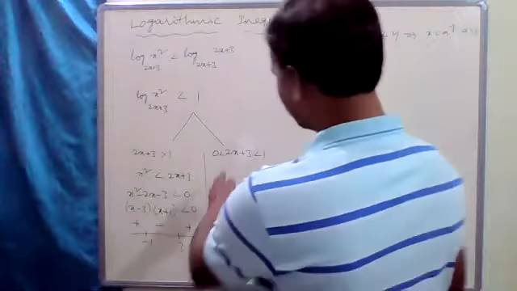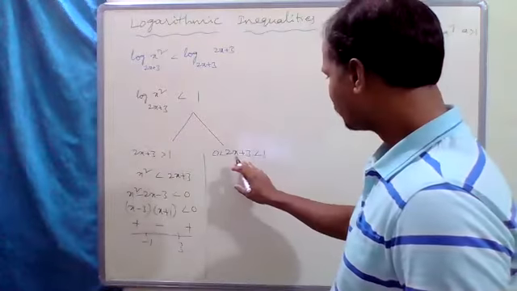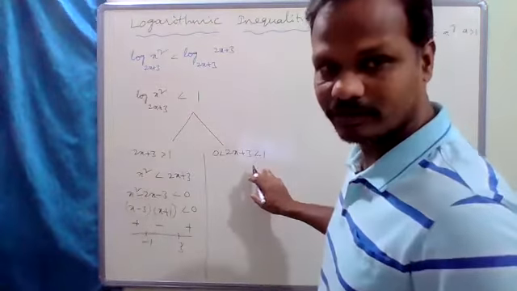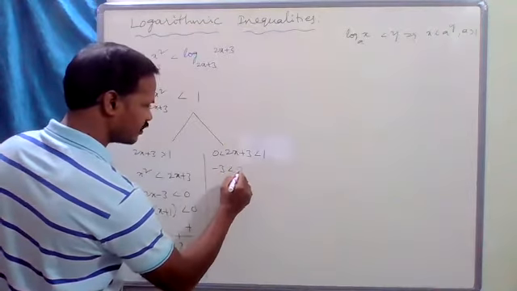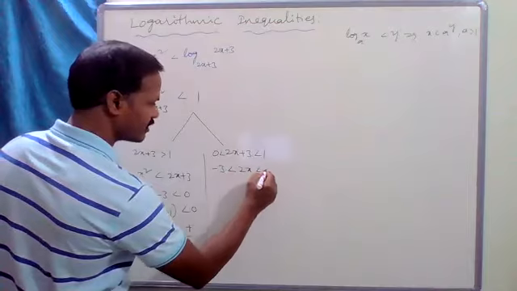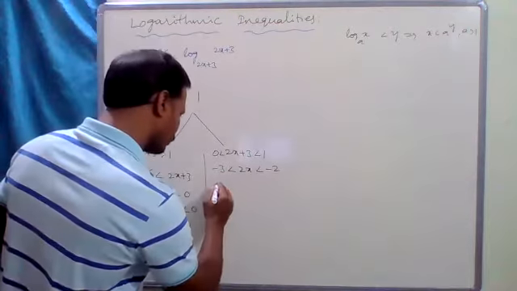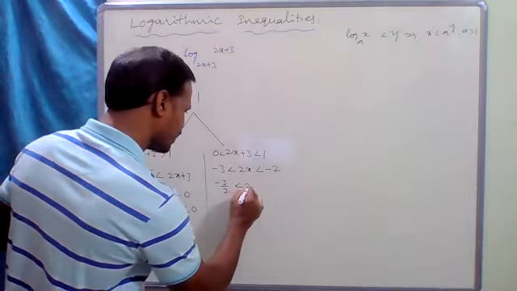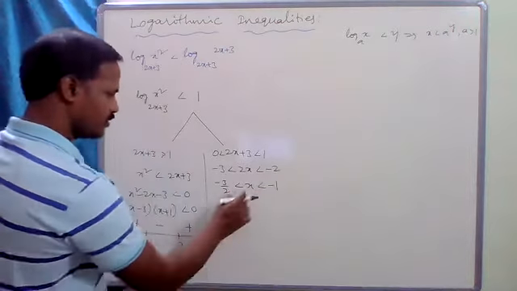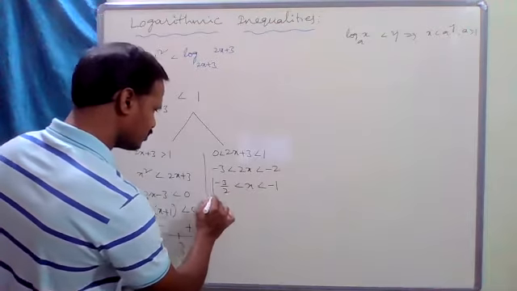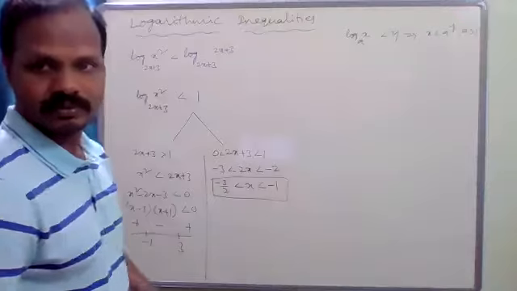Now in this case, 0 is less than 2x plus 3 is less than 1. Then what is the value of x? First of all, we have to calculate this. Minus 3 is less than 2x is less than 1 minus 3, which is minus 2. Now divide by 2: minus 3 by 2 is less than x is less than minus 1. So this is the value of x in this case.